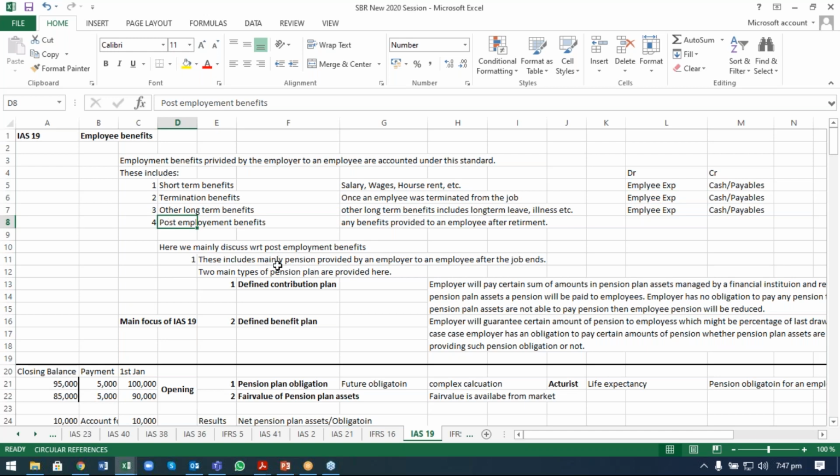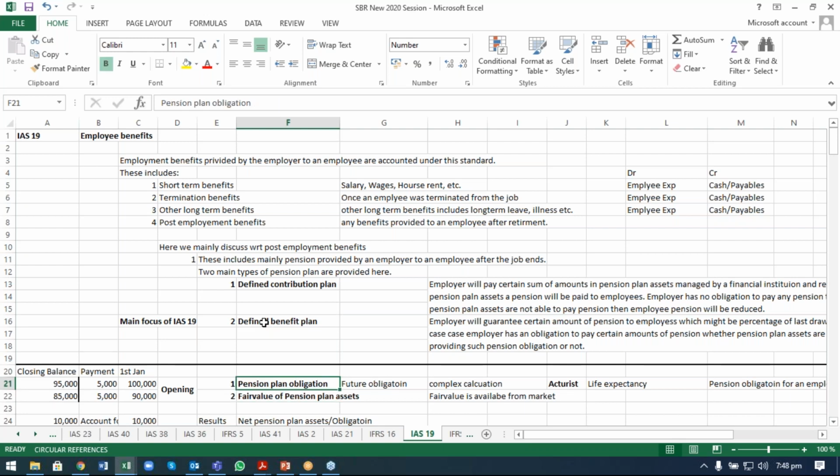And this post-employment benefit is basically divided into 2: defined contribution plan and defined benefit plan. Within defined contribution plan, any contribution made by the company should be charged to profit and loss account directly, and for this, no liability should be accounted for. The main focus of IAS 19 is defined benefit plans, in which the company has guaranteed its employees that they will receive this sum of pension at the end of their employment with this company, right? So in this case, the company has an obligation to pay.